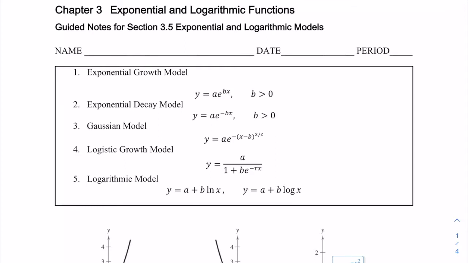Hello and welcome back. Today we're going to wrap up Chapter 3, looking at exponential growth and logarithmic models.